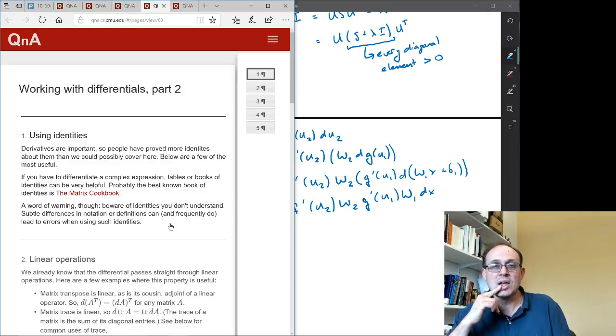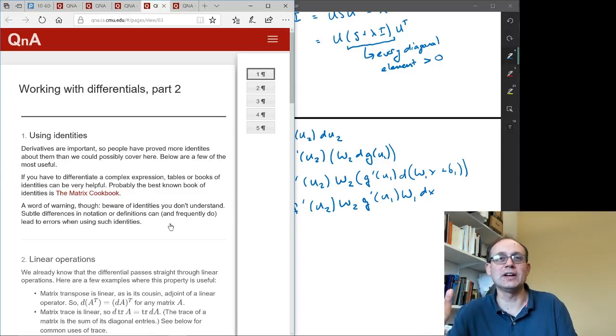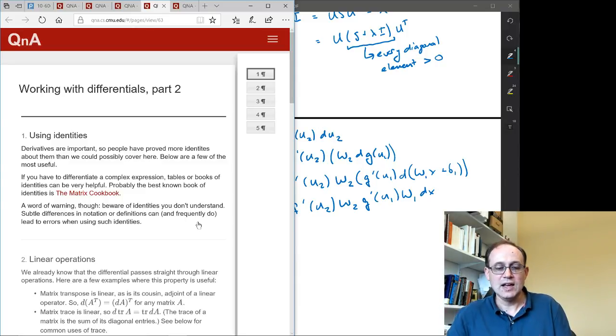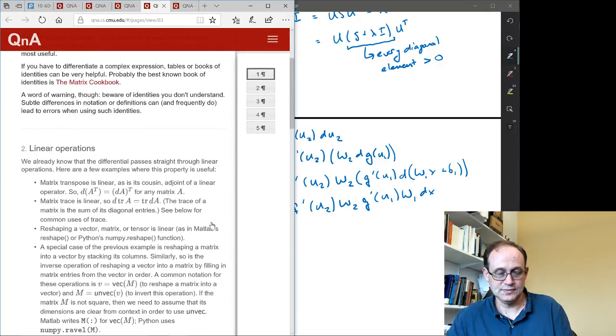And so, if you ever run across an expression involving the differential of, let's say, the cofactor matrix or something, like some weird expression, look it up in something like the matrix cookbook, rather than trying to derive it yourself. However, a word of warning: whenever you use a table of identities, you have to make sure that you really understand the notation, because there are lots of cases where subtle differences in notation can make you get the wrong answer.